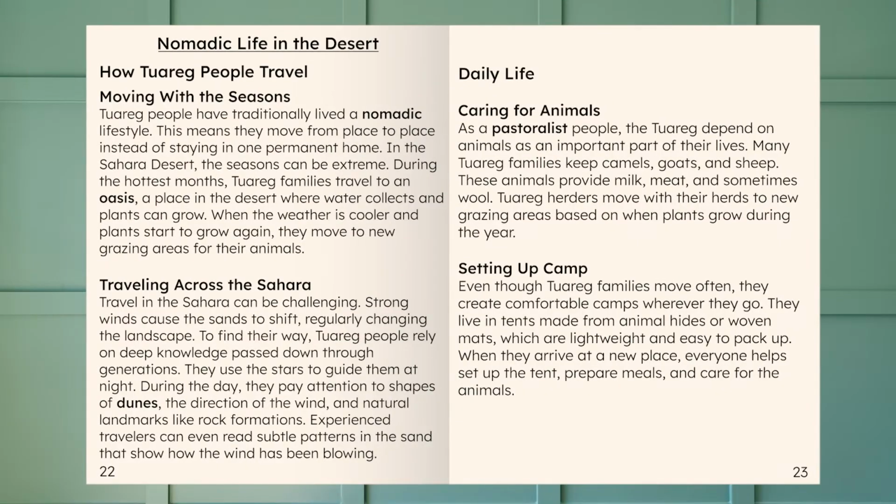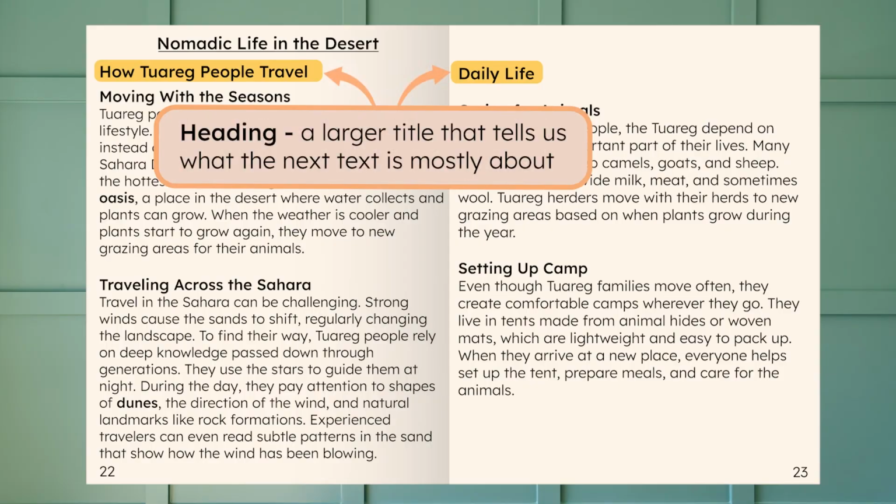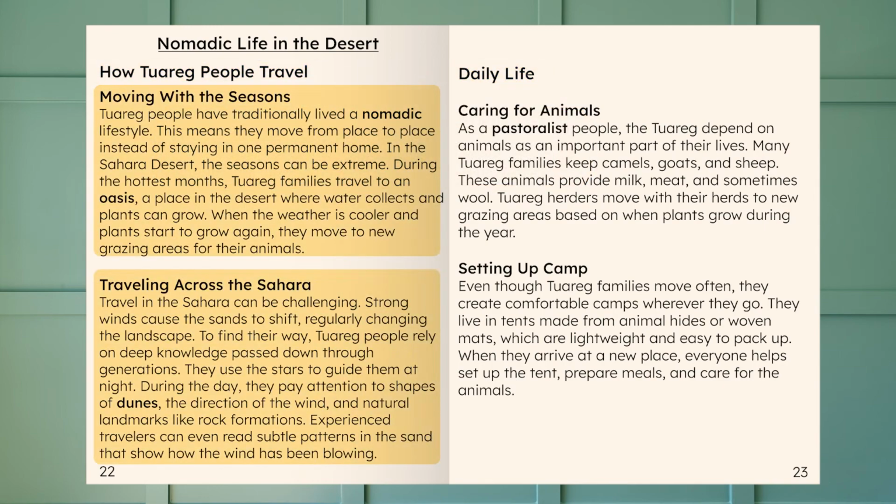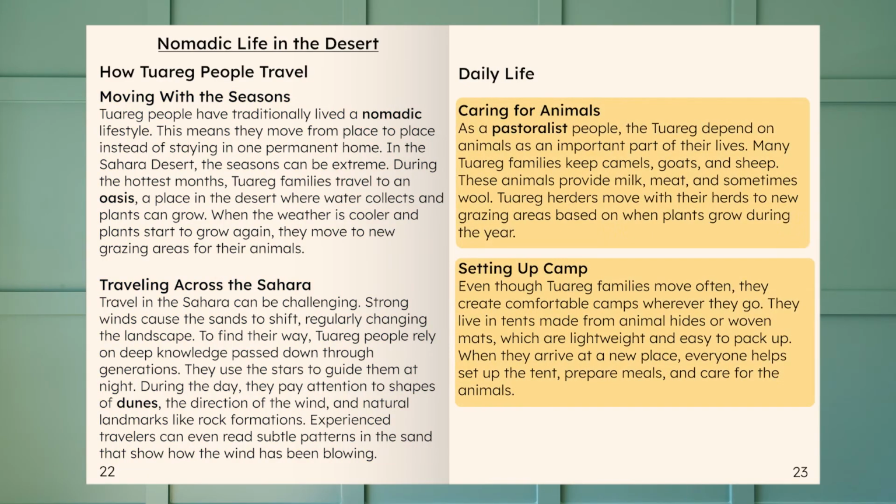When I look at this page, I notice that the text is broken into sections, each with its own title. These larger titles are called headings. They tell us what the text coming up is mostly about. So both of these sections are going to be about how the Tuareg people travel. What are these paragraphs going to be about? How the Tuareg people live day to day.